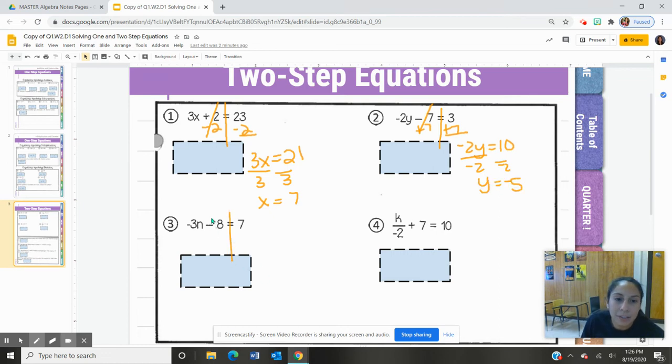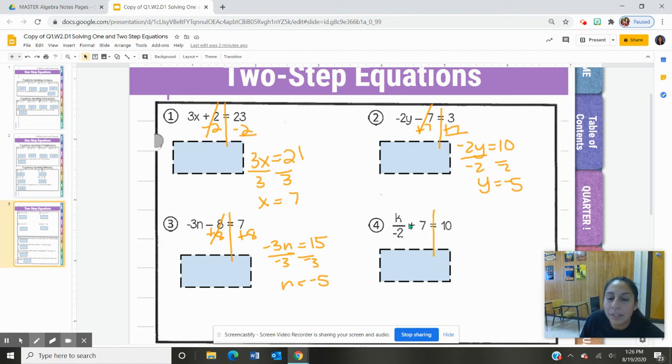Problem 3. -3n minus 8 equals 7. So the opposite of -8 would be +8. So add 8 to the other side. We get -3n is equal to 15. Then we're going to divide by -3. So n is equal to -5.